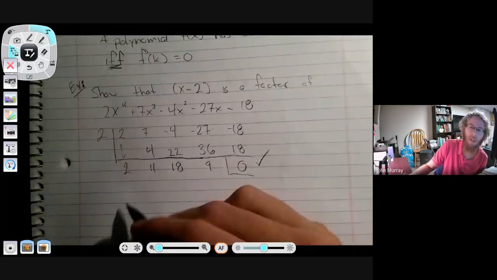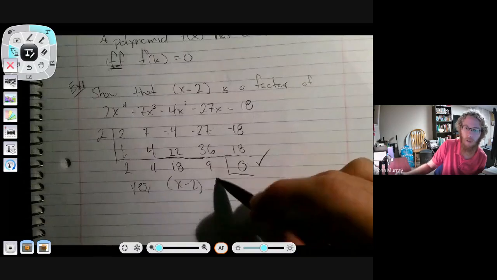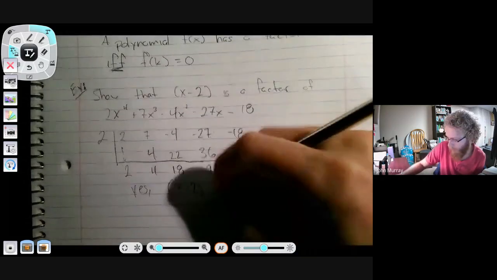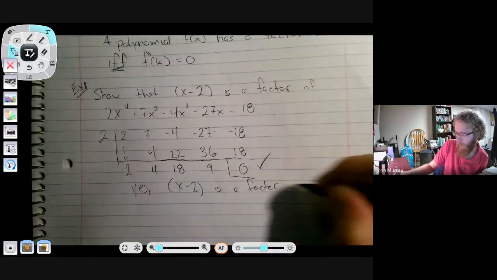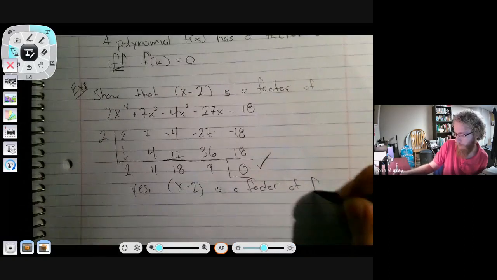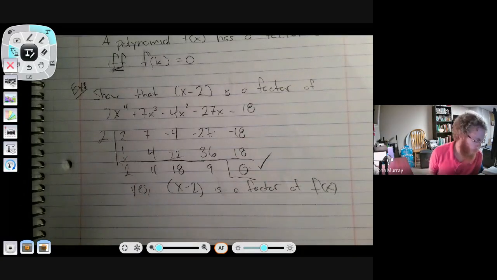Okay, so you would say, yes, x minus 2 is a factor of our function. Okay, and if you got a number other than 0, then it wouldn't be a factor, and you would say no. Okay, any questions on that?